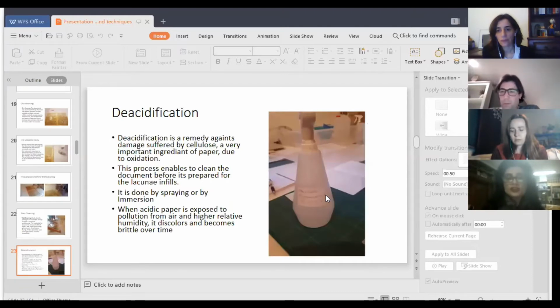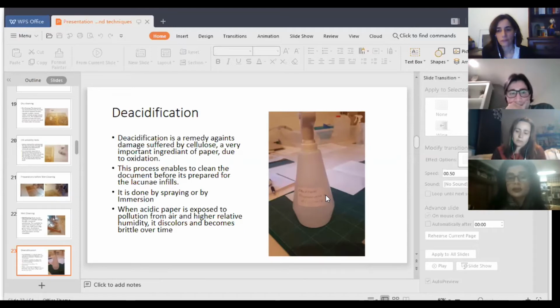This is an extremely important process that we follow. It is like a child who is born and then has to go through a series of vaccinations to prevent him from further illnesses. Deacidification is a kind of vaccination for paper, a remedy that helps the damage suffered by cellulose. It saves the document from further damage to the cellulose, because cellulose is the most important ingredient of paper. It goes through a series of damage after coming into contact with endogenous material from the environment and other factors. Therefore, deacidification is extremely important.